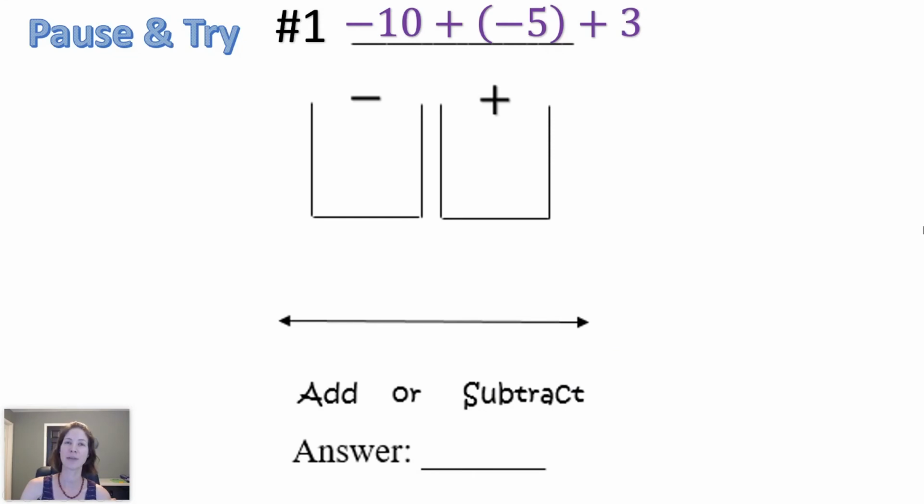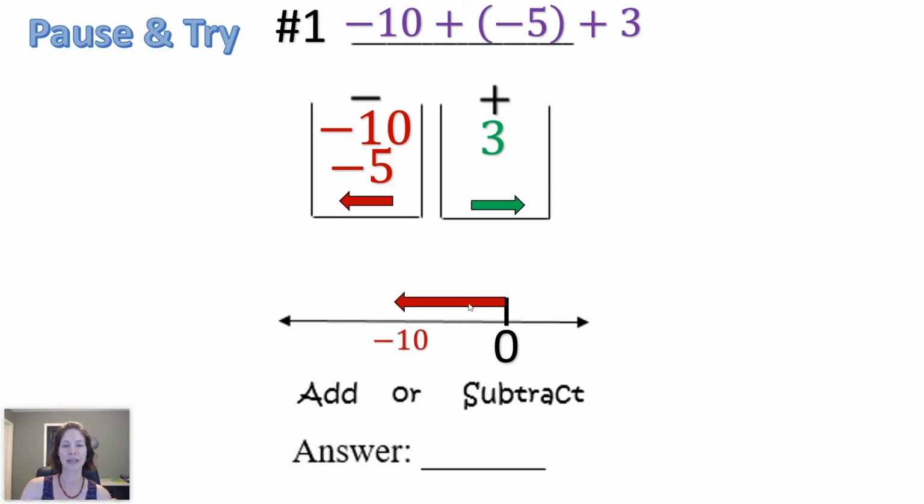So here's one for you to pause and try. We have a negative 10, a negative 5, and a positive 3. So if you combine your negatives, you're going to get negative 10 plus negative 5 is negative 15. So here I showed it broken up, or you could have just added them together and went a total of negative 15. We have a plus 3 though, so we have to turn around and go back 3.